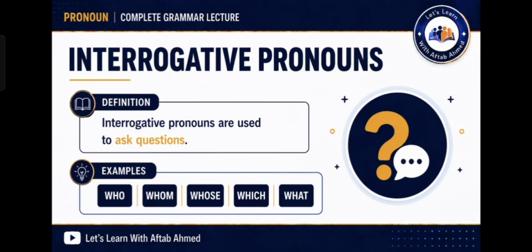Next are interrogative pronouns. Interrogative pronouns are used to ask questions. Examples include who, whom, whose, which, and what. Whenever we ask about a person, a thing, or a choice, interrogative pronouns help us form questions. These are essential for gathering information.